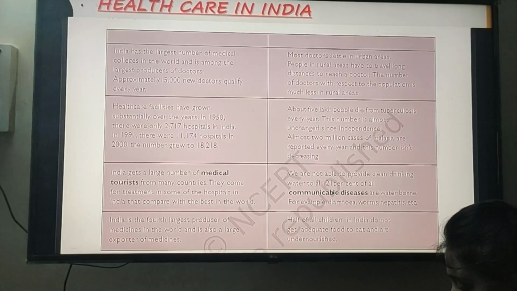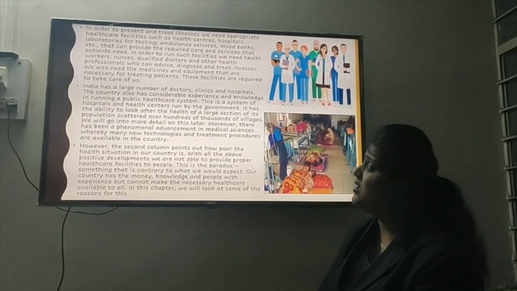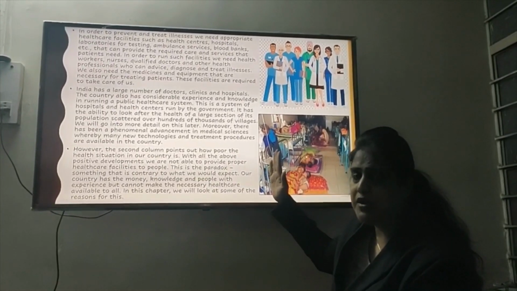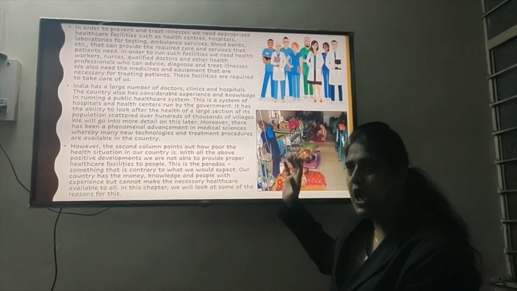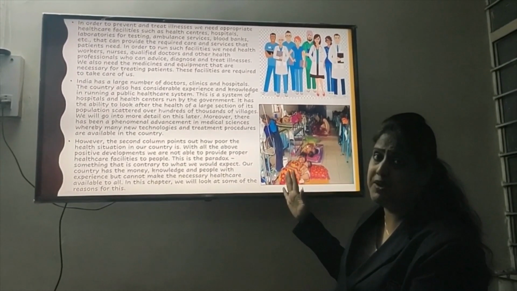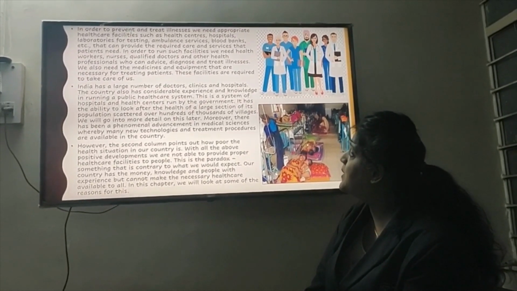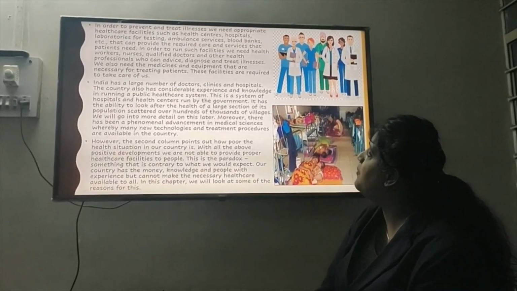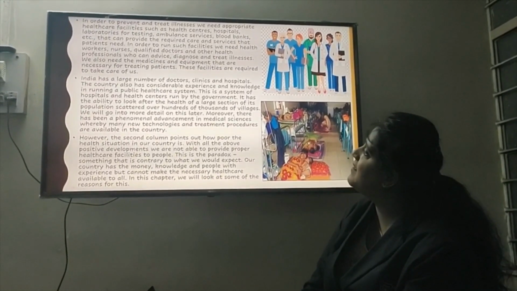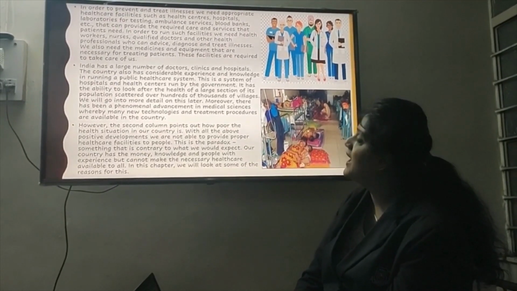So going ahead, types of the cities where good medical facilities are provided and where in the villages the medical facilities are not provided in good condition. Let us see. In order to prevent and treat illness, we need appropriate healthcare facilities such as health centers, hospitals, laboratories for testing, ambulance services, blood banks, etc.